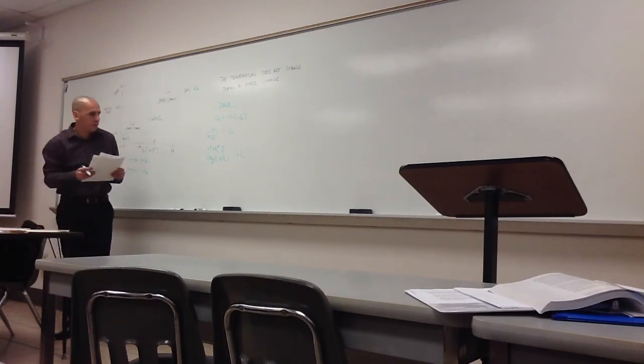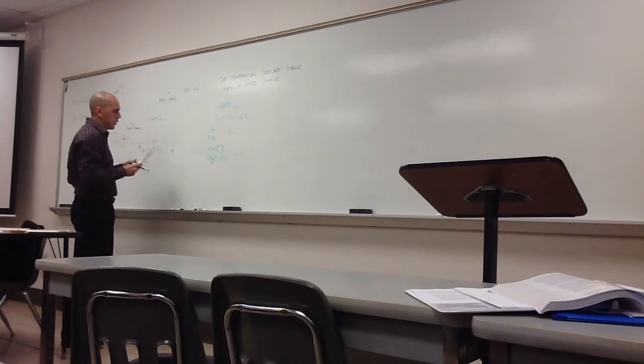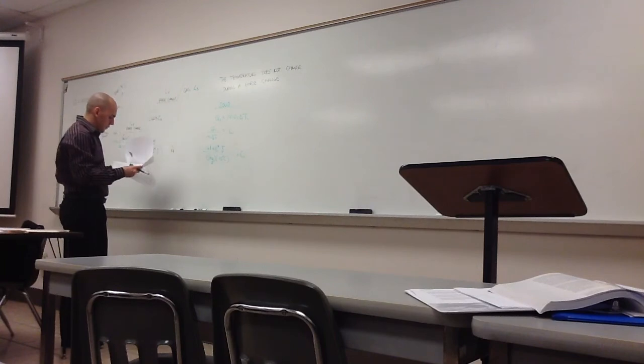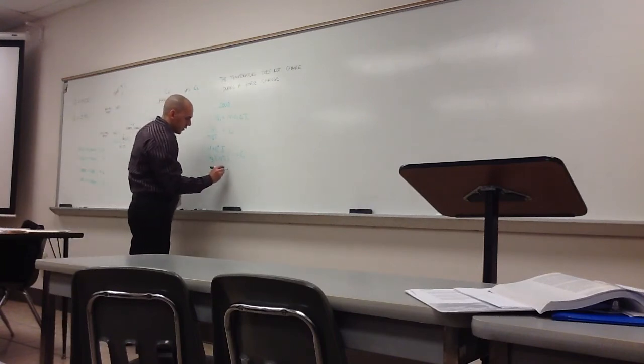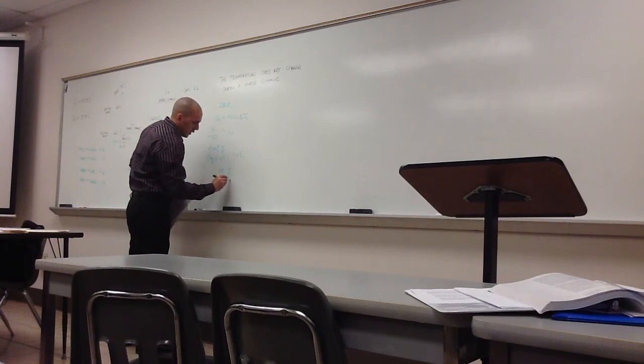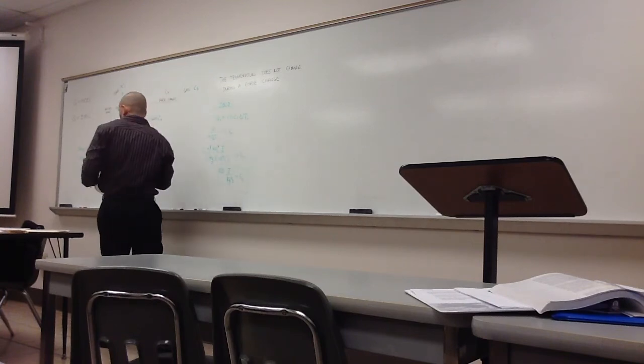Is that right for all of our numbers there? 0.1. And this just gives me 100 joules per kilogram per degree Celsius for the C1.